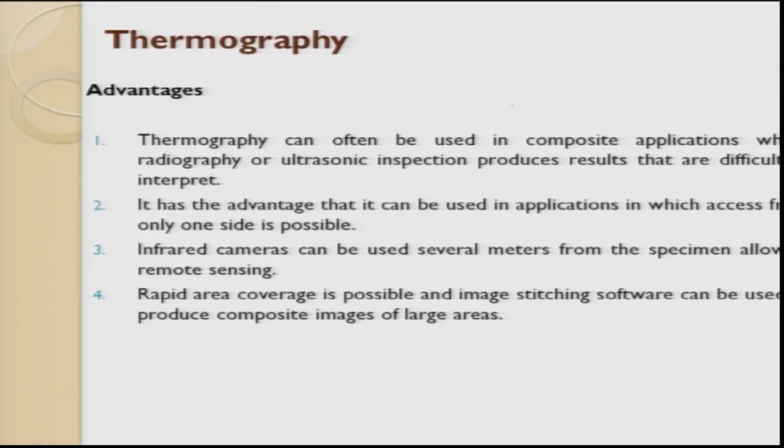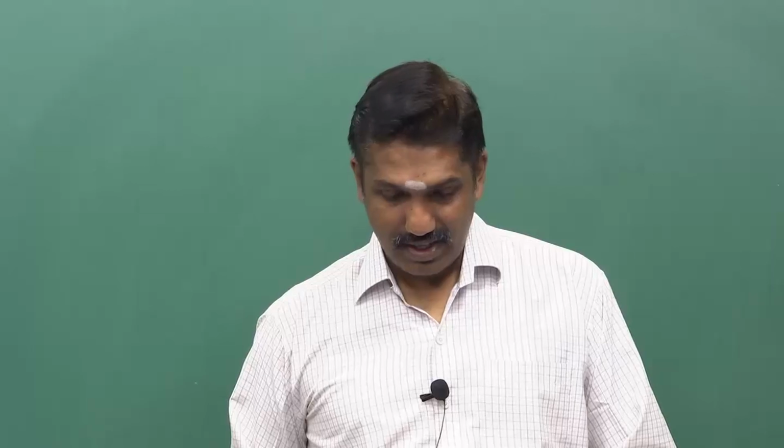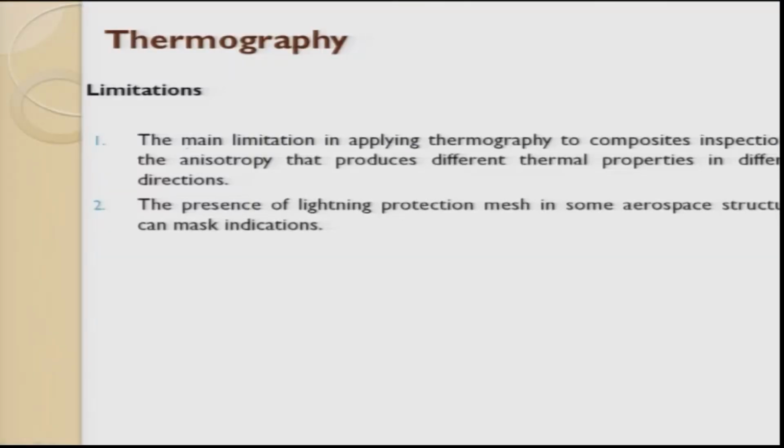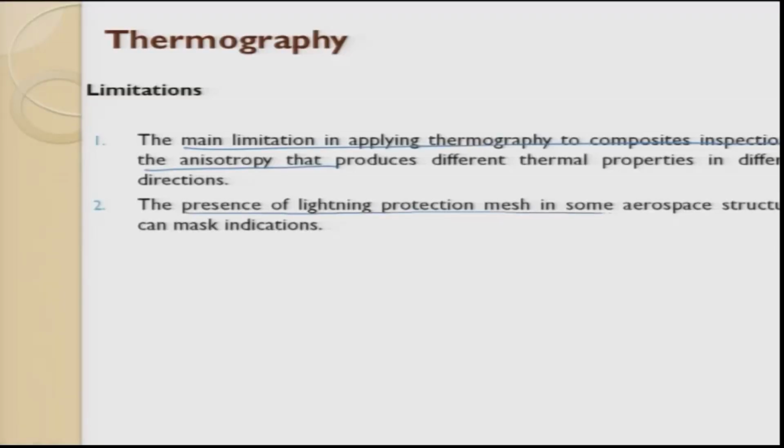The advantages we have discussed. This is similar in advantage to ultrasonic, but compared to ultrasonic, infrared camera thermography images are much easier to interpret, because you get the full data image. In ultrasonic, what you get is only a signal, so you have to reconstruct it. If there is an anisotropic nature, where the thermal conductivity properties vary in different directions, it becomes very difficult. The presence of a lightning protection mesh in the aerospace structure will also bring a difference in thermal gradient, so you can't figure out the defect.